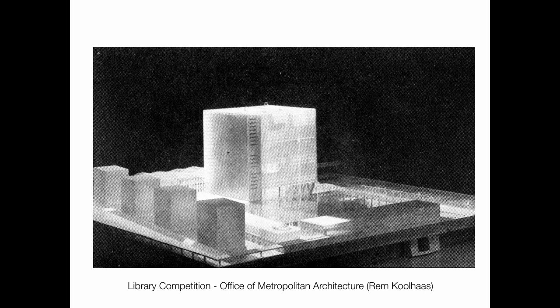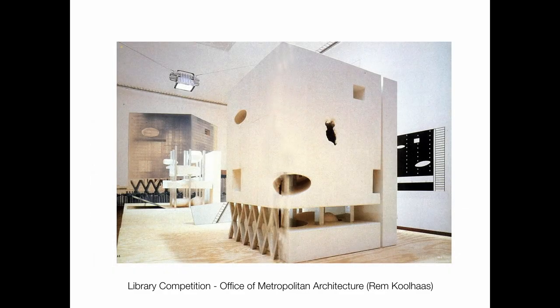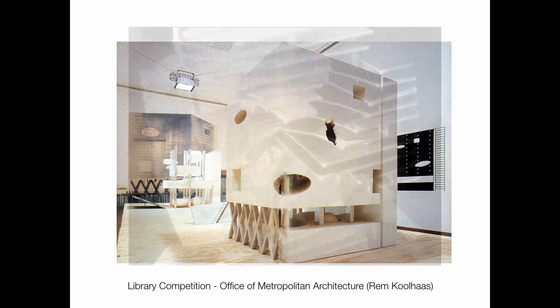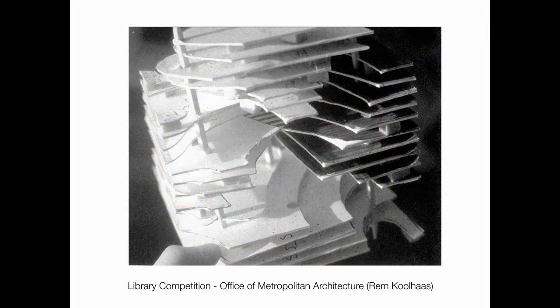This is a project by Rem Koolhaas's Office of Metropolitan Architecture. It's another library competition. And I show you this because it's all about solid and void. The whole project is about solid and void. It works in model. It works in section. So here are their models. This is back when you didn't have a laser cutter and you had to cut things out with an old school X-Acto knife.